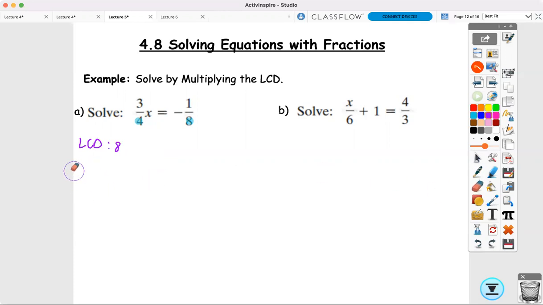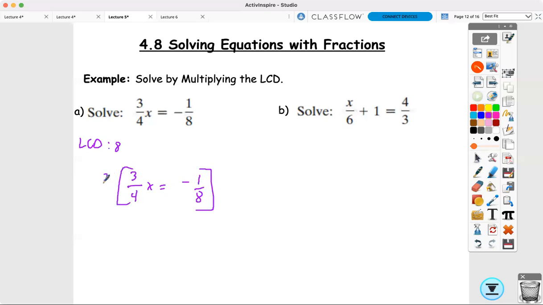So the way you solve this is we want to get rid of the fractions, right? The way you do that is we're going to multiply the LCD for these fractions on both sides. So we're going to have 3/4 x equals -1/8. And we're going to multiply the whole thing by 8.